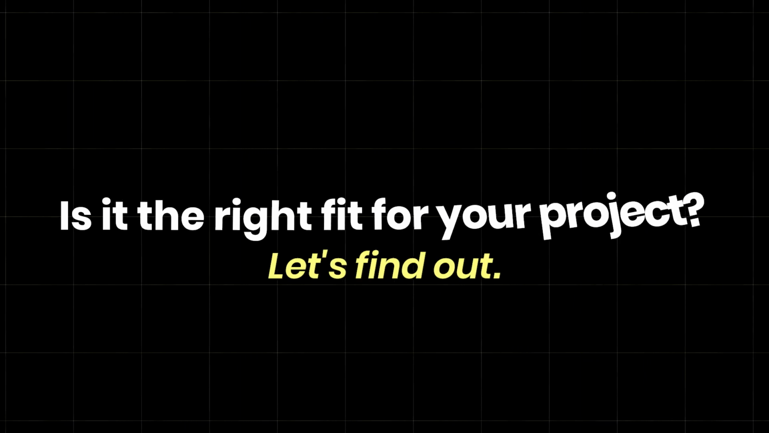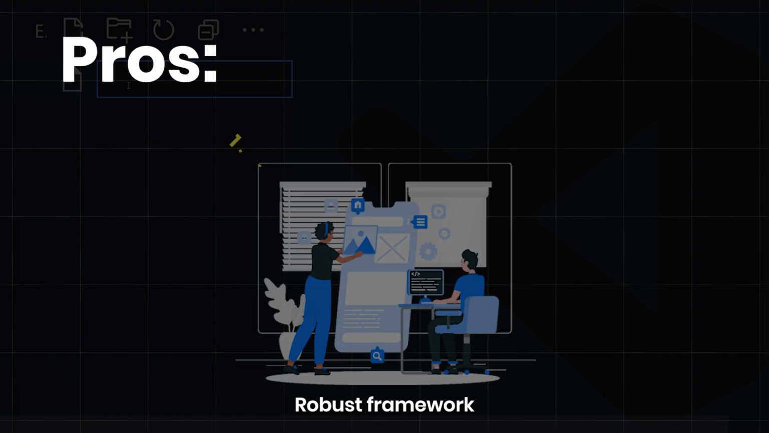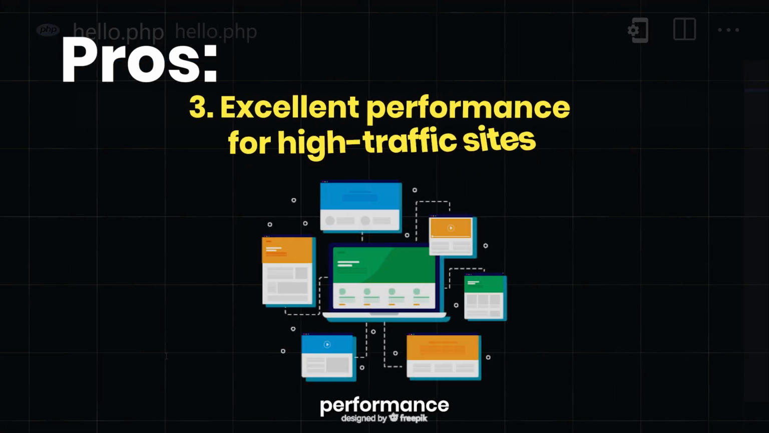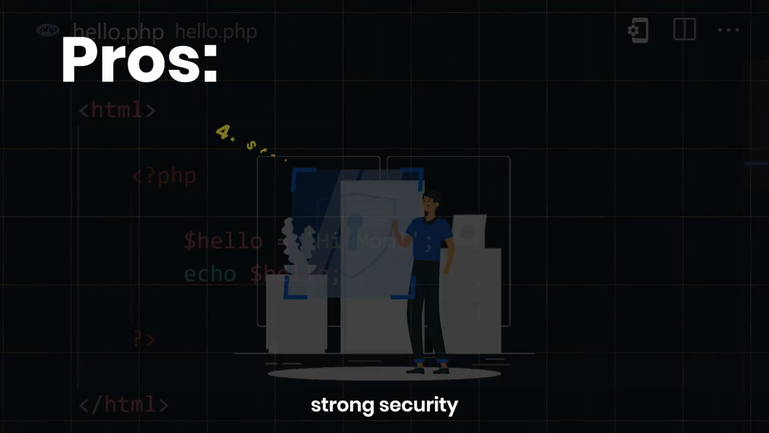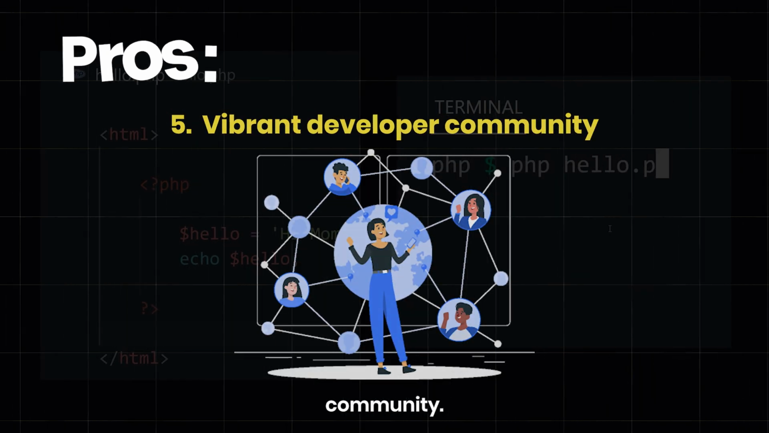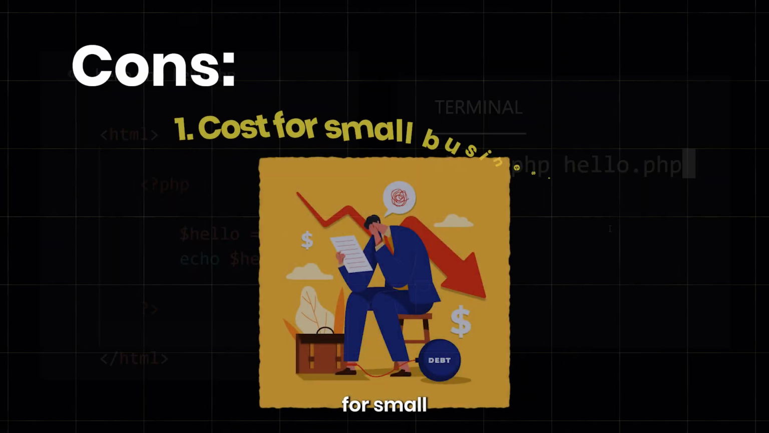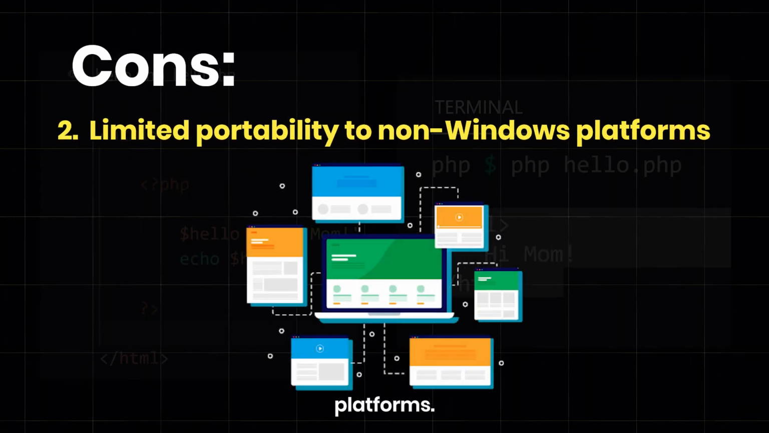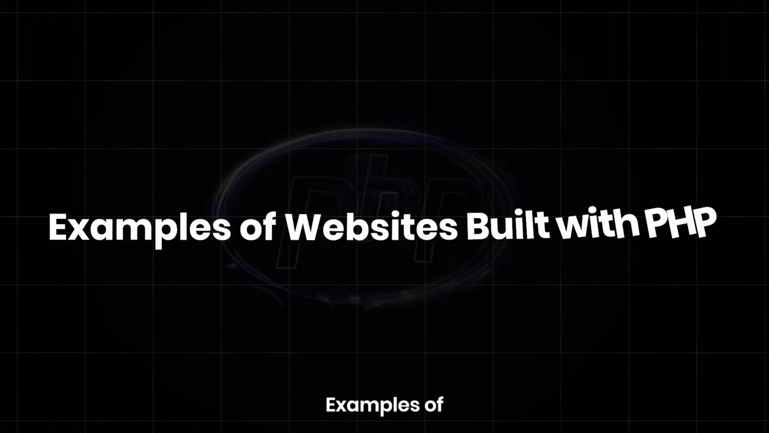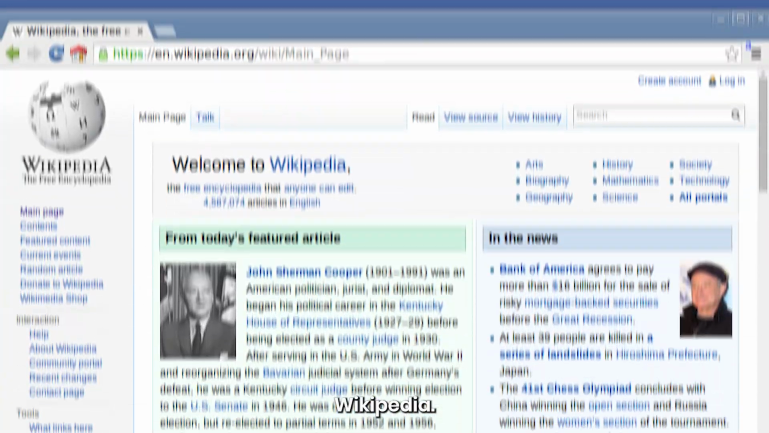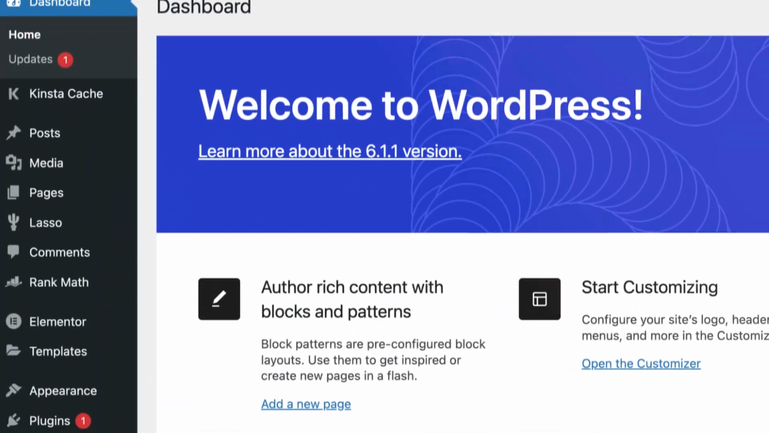Let's find out. Pros: robust framework, scalability, excellent performance for high-traffic sites, strong security features, vibrant developer community. Cons: cost for small businesses, limited portability to non-Windows platforms. Examples of websites built with PHP: Facebook, Wikipedia, WordPress.